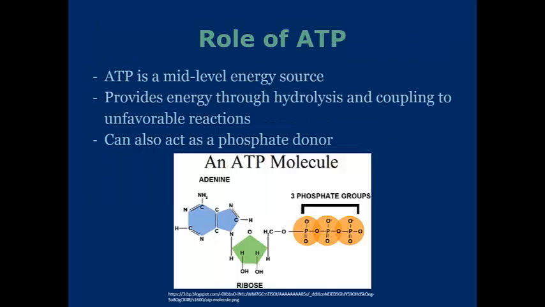ATP has a lot of different roles in the cell. Primarily, it's the main energy source. It's a mid-level energy source, and it provides energy through hydrolysis and coupling to unfavorable reactions. The phosphates that are removed can act as donors as well. There's ATP, adenosine triphosphate, ADP, diphosphate, and AMP, monophosphate as well.